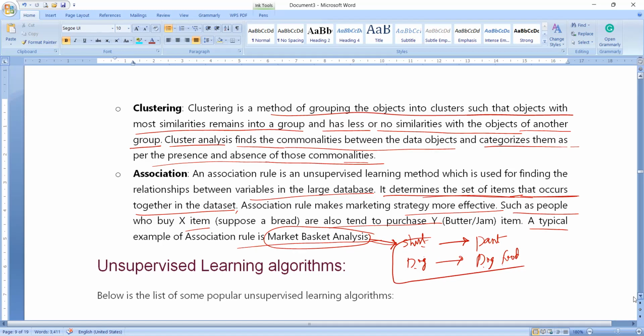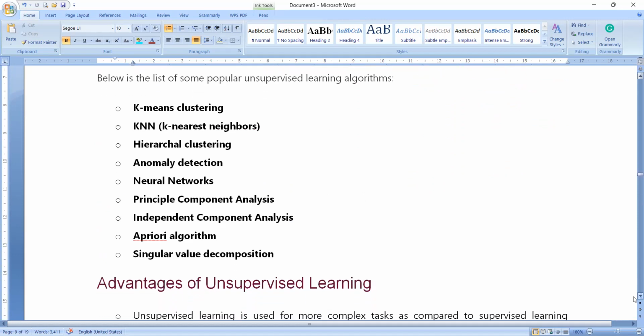Unsupervised learning algorithms. There are four different types of unsupervised learning algorithms: K-means clustering, KNN, which means K nearest neighbors, hierarchical clustering, anomaly detection, neural networks, principal component analysis, independent component analysis, a priori algorithms, singular value decomposition, etc. Later in the next higher classes, we are going to learn each and every one. In Python programs also, we are going to use K-means clustering, hierarchical clustering and anomaly detection, while solving classification problems and clustering problems, we are going to use all these different types of techniques and algorithms.